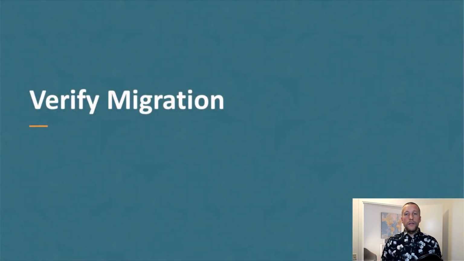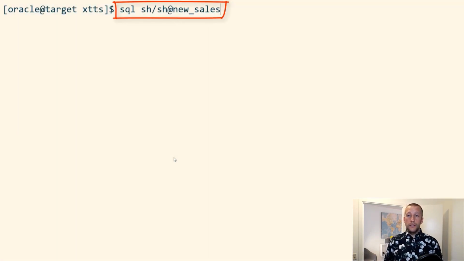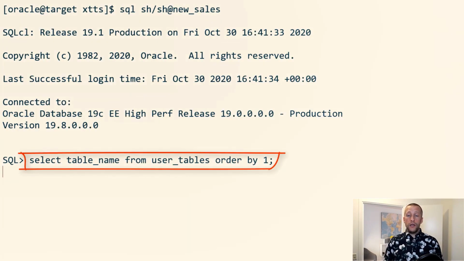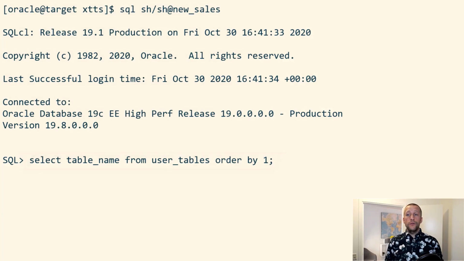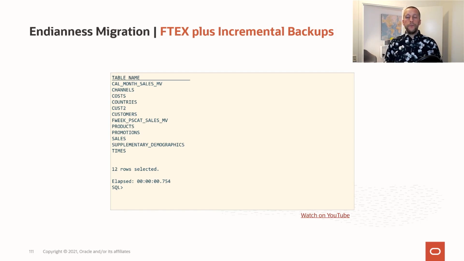But let's go into the database and verify that the migration was actually successful. I connect to my new sales service. This is the new target PDB. And I just check from user tables that my cost2 table is there, which means that the migration is successful. All the data was transferred. So this is a really easy way of using transportable tablespaces with very minimal downtime by using the Perl scripts from My Oracle Support.